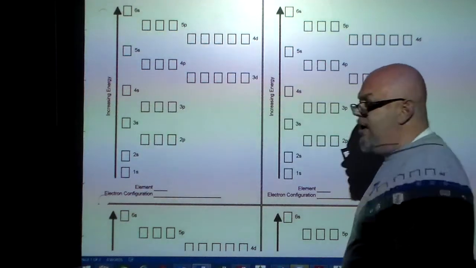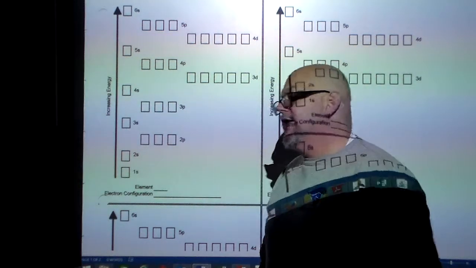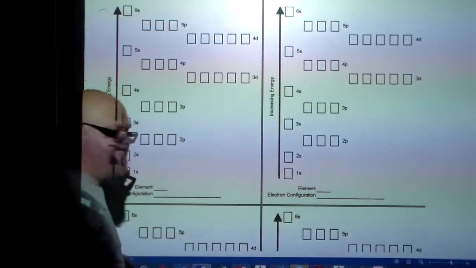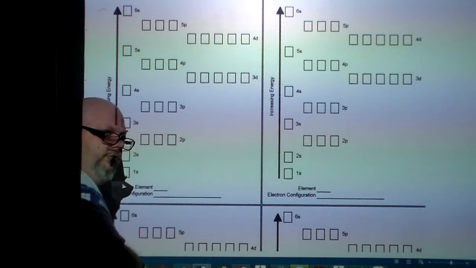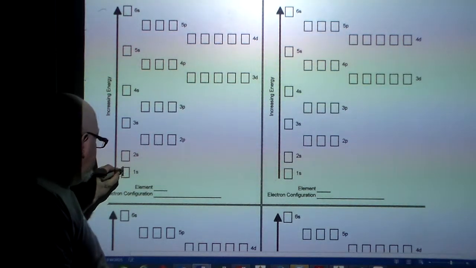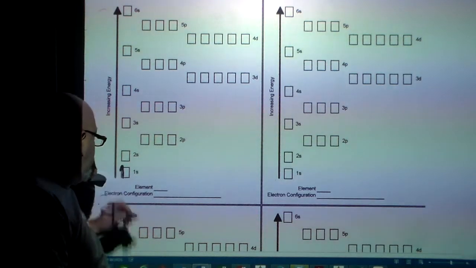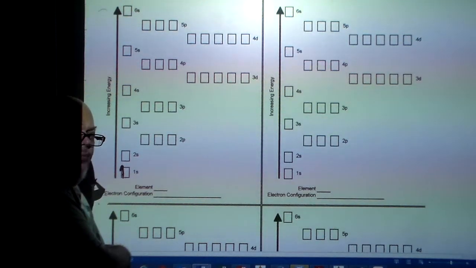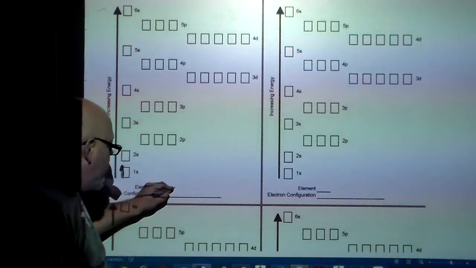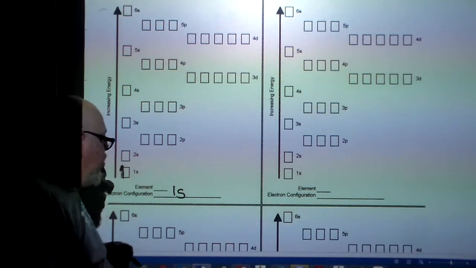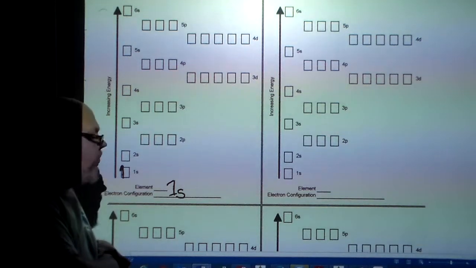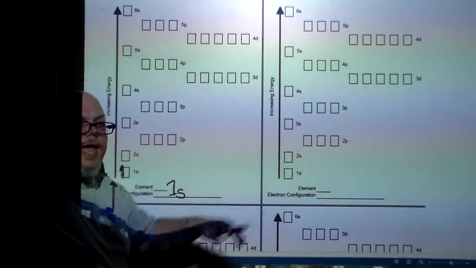Let's start out with hydrogen. Now, hydrogen's got 1 electron. So I'm going to say, according to the Aufbau principle, the electrons always occupy the lowest available space. So I'm going to put my little arrow in here. So there's my 1 arrow. And that would be, ladies and gentlemen, for the electron configuration, 1s, which is for my hydrogen atom.